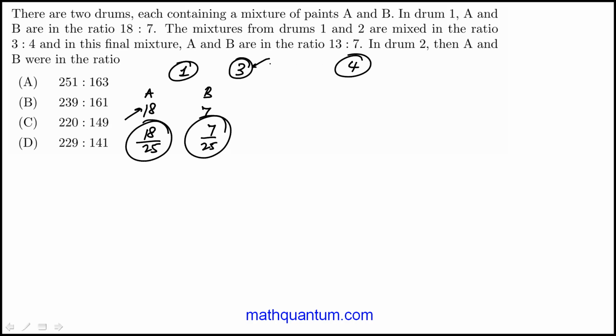So if we say we're mixing 3 liters, or any volume, then the amount of A in it would be 18 over 25 times 3. B would be that same fraction times 3.